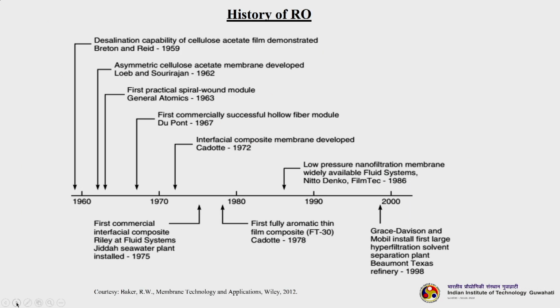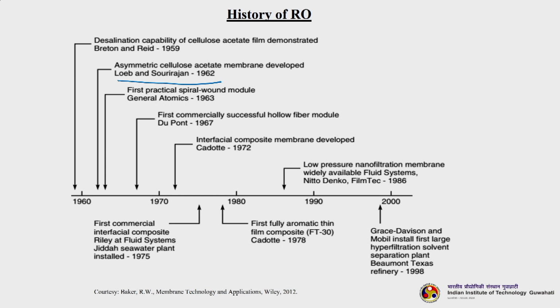So, let us understand the history of reverse osmosis. You can see that it actually started in 1960. The desalination capability of cellulose acetate thin film was demonstrated by Brenton and Reid in 1959, and in 1960 it was adopted. Then the asymmetric cellulose acetate membrane was developed by Loeb and Sourirajan. This is one of the most important breakthroughs in membrane science and technology, in 1964 or 65 if I correctly remember.